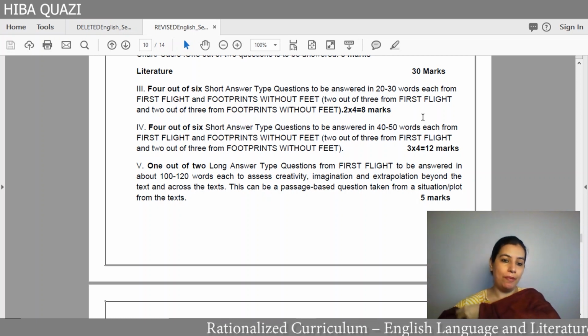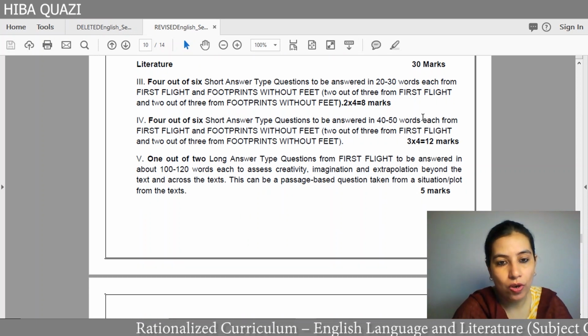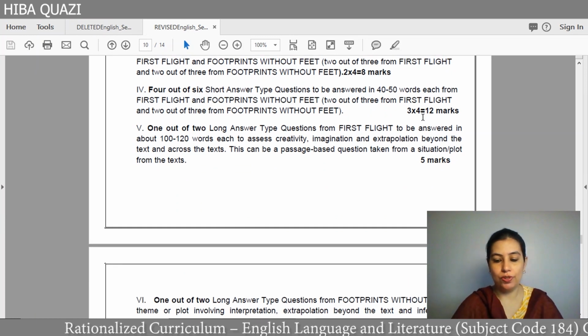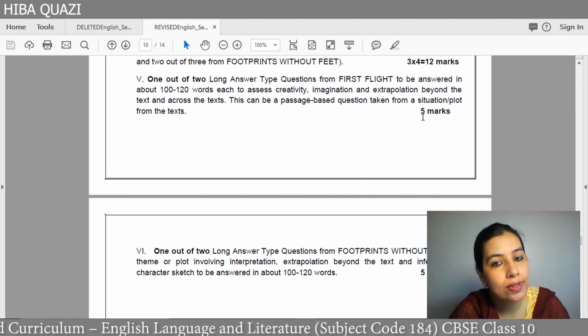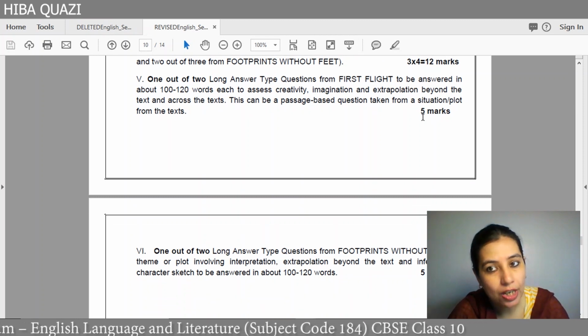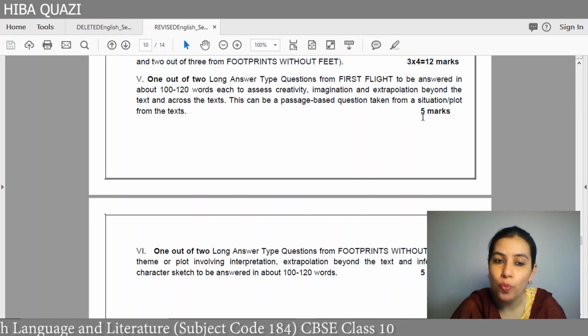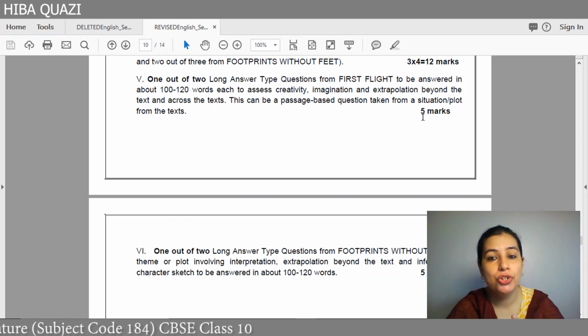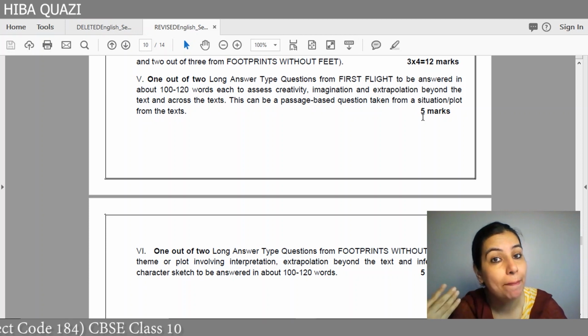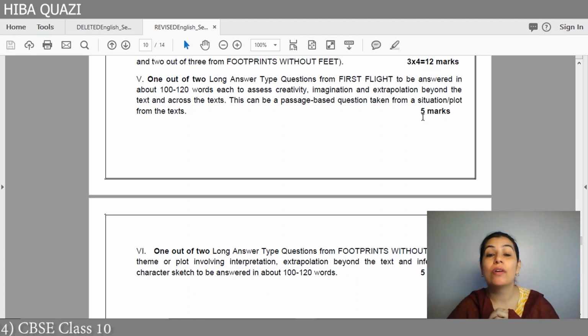Moving on to question number 5. Now we move on to the long answer type questions. So here it says 1 out of 2 long answer type questions from First Flight to be answered in about 100 to 120 words each, to assess creativity, imagination and extrapolation going beyond the text and across the texts.